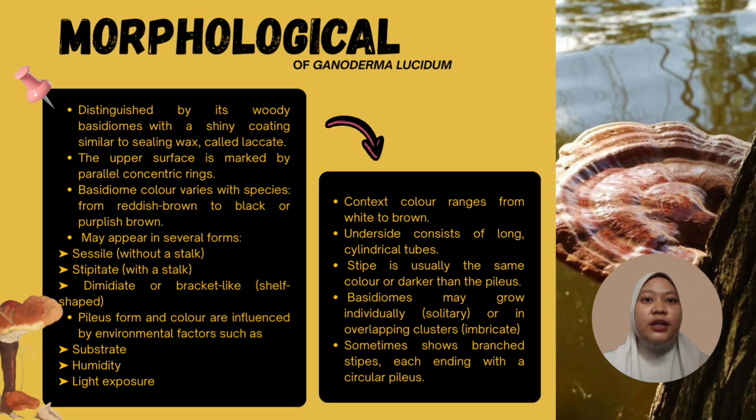Pileus form and color are influenced by environmental factors such as substrate, humidity, and light exposure, and its context color ranges from white to brown. The underside consists of long, cylindrical tubes, and their tips are usually the same color or darker than the pileus. Basidiomata may also grow individually or in overlapping clusters and sometimes show branch tips, each ending with a circular pileus.